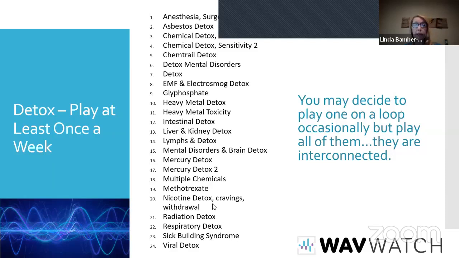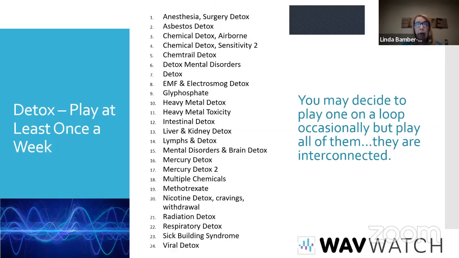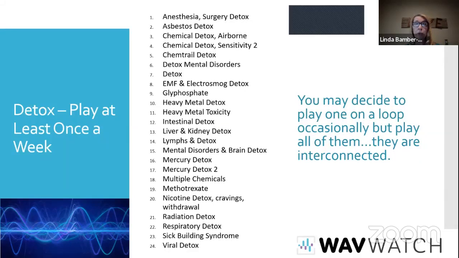Now, some of you may be interested in the nicotine detox that has been on there, but you might be paying a little bit more attention to it if you've heard anything from Dr. Ardis saying to take nicotine patches. This is a different way that could be very protective. Now, we've had the radiation detox and the respiratory detox and the sick building syndrome on there before, and the viral detox has been on there for a while. So these are some of the ideas, and a lot of people are realizing that they can loop them all night long.